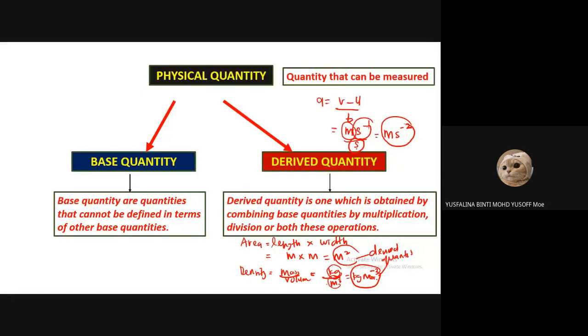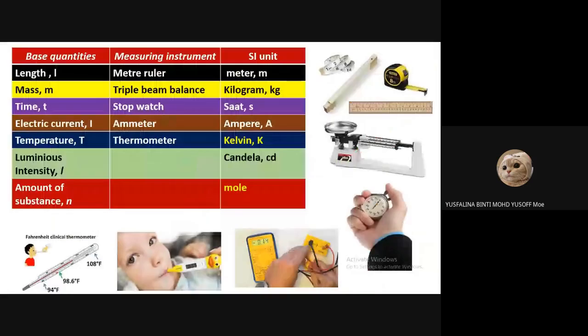This is the base quantity that I already explained before, but for physics, they add two more. Before, we learned five base quantities. When we go to Form 4 and take physics, we add two more. There is luminous intensity, and the unit is candela. And one more is the amount of substance, N. The SI unit is mole. This is for chemistry.